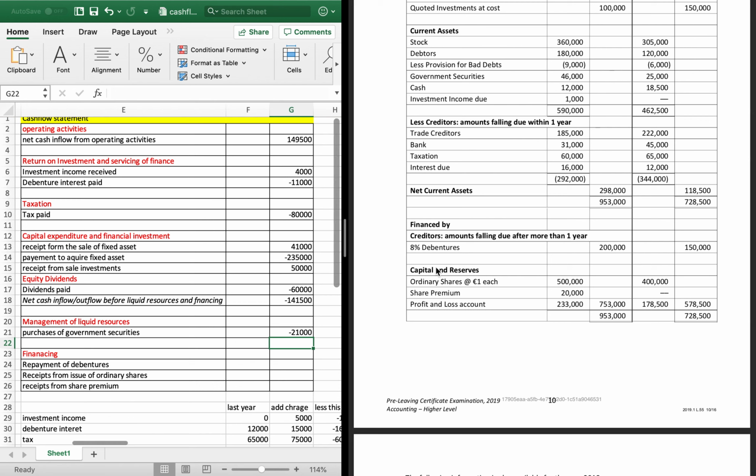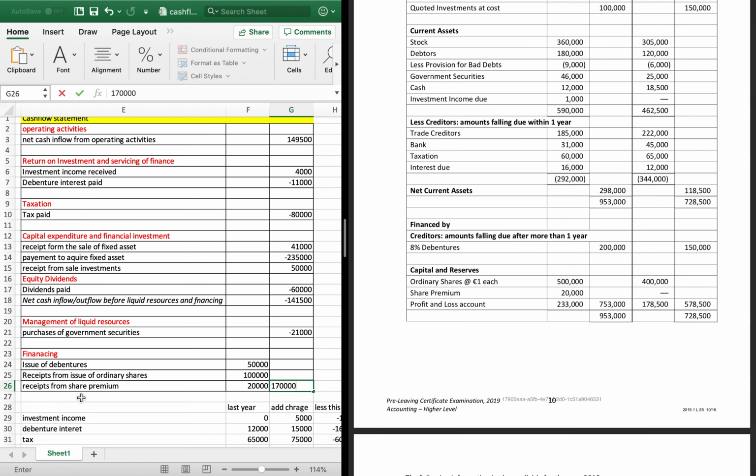Then our financing, which are capital and reserves here. We've taken on debentures, so it's not a repayment of debentures, it's an issue of debentures. And that's good for our cash. It's not good for our profits, but it's good for our cash. So our debentures have gone up by plus 50,000. Our share capital has gone up by 100,000. And our share premium has gone up by 20,000. So that in total is 170.